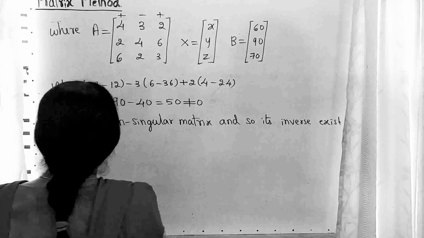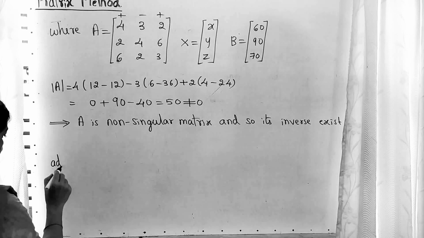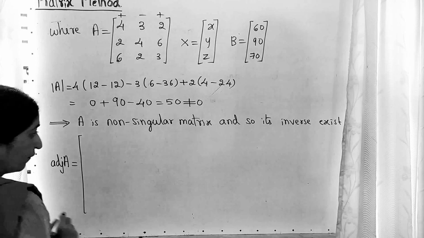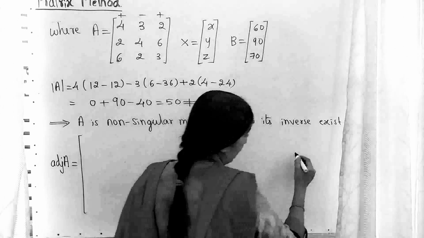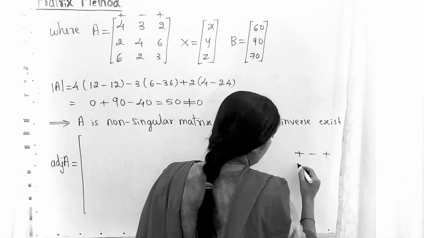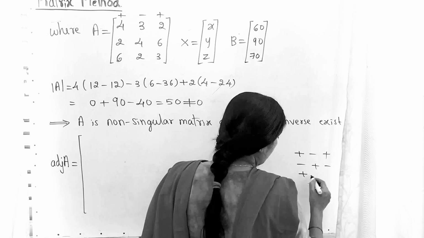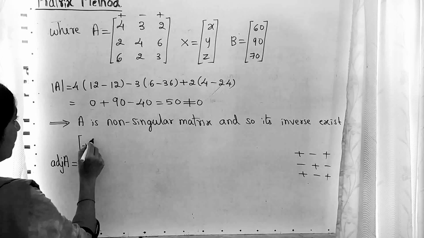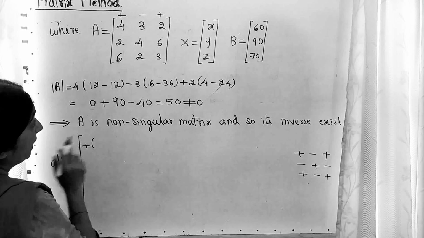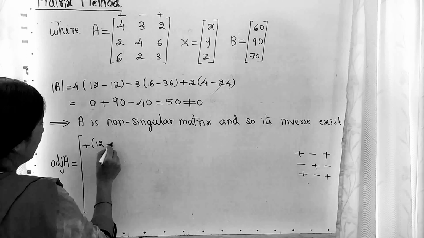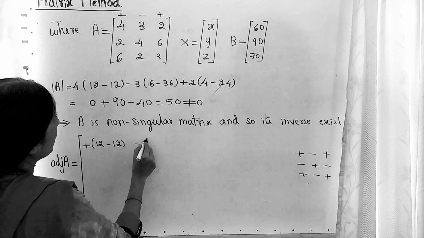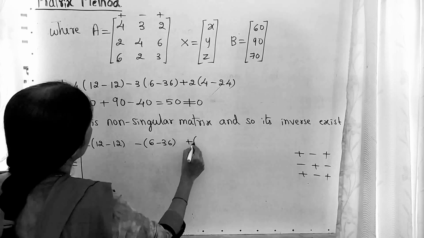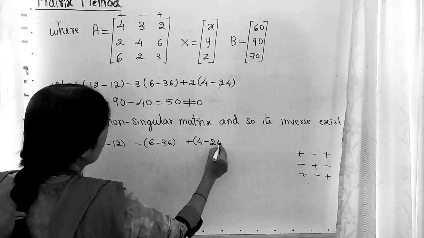After this, what are you doing? We are moving to adjoint A. For adjoint A, already I gave the reference table to use, which sign table? Plus minus plus, minus plus minus, plus minus plus. So here first we have to write a plus. This gives you the cofactor matrix. 12 minus 12, minus 6 minus 36, plus 4 minus 24.